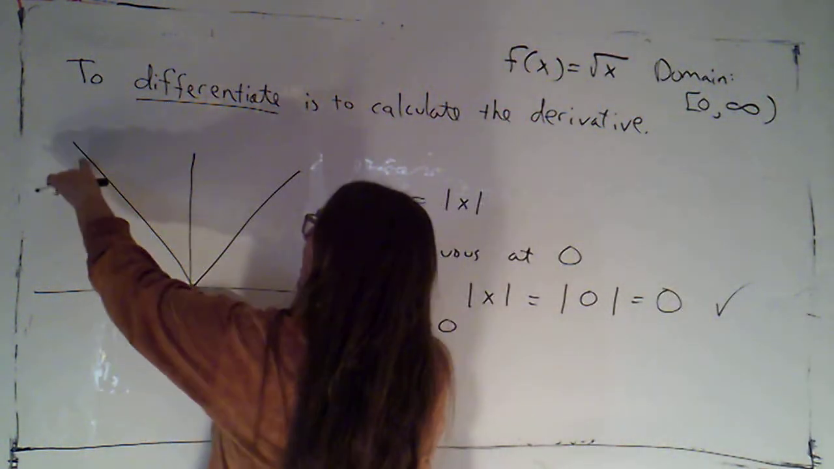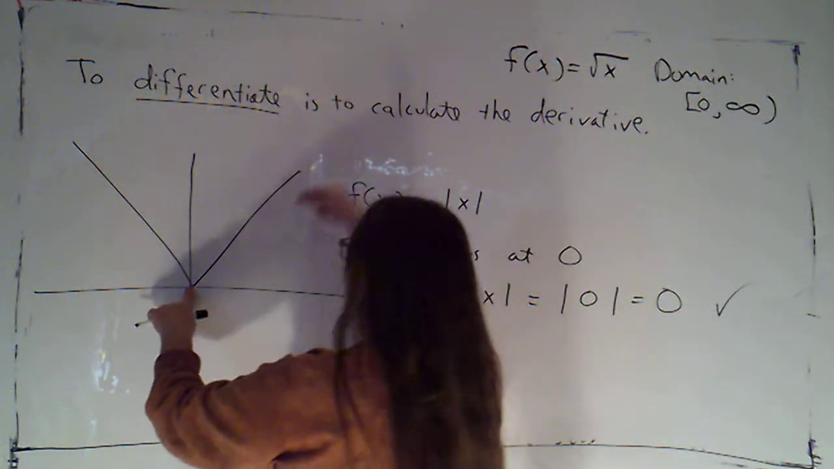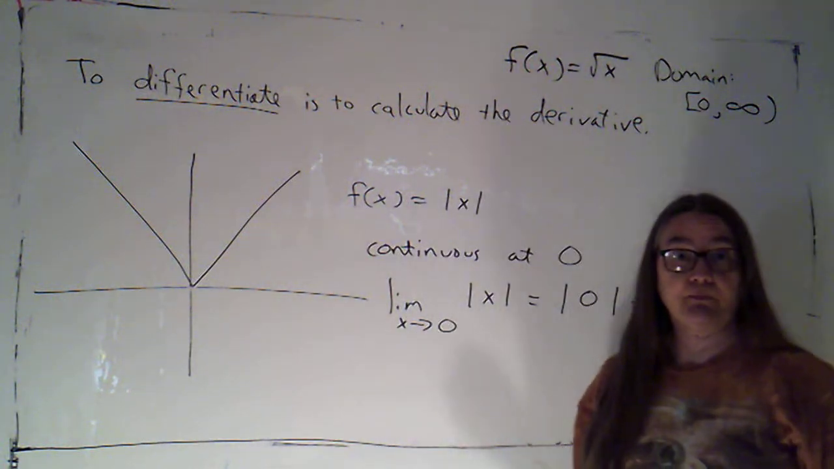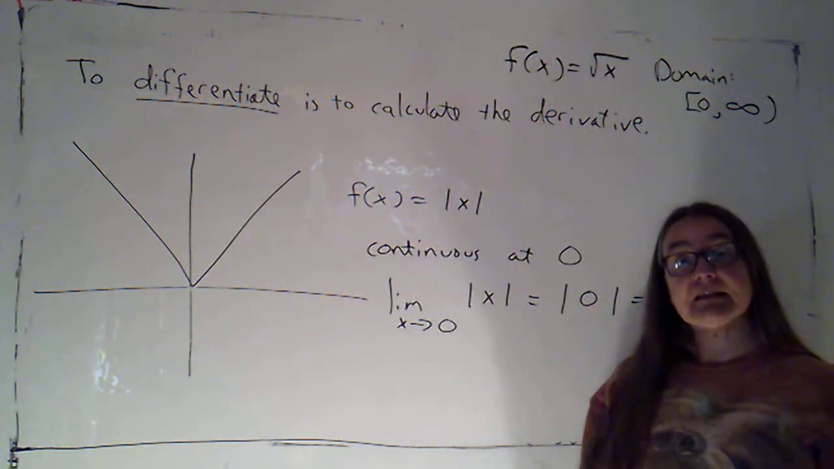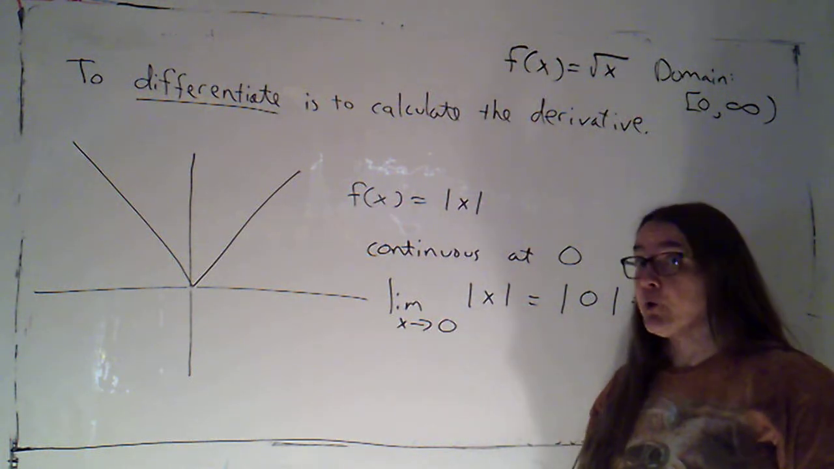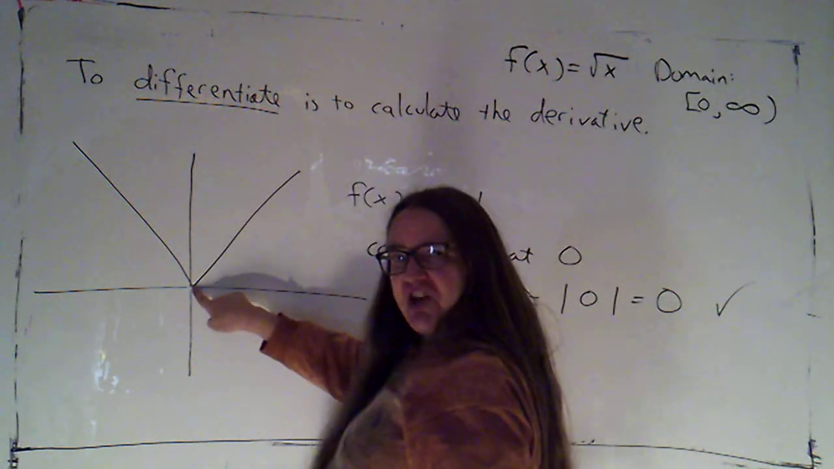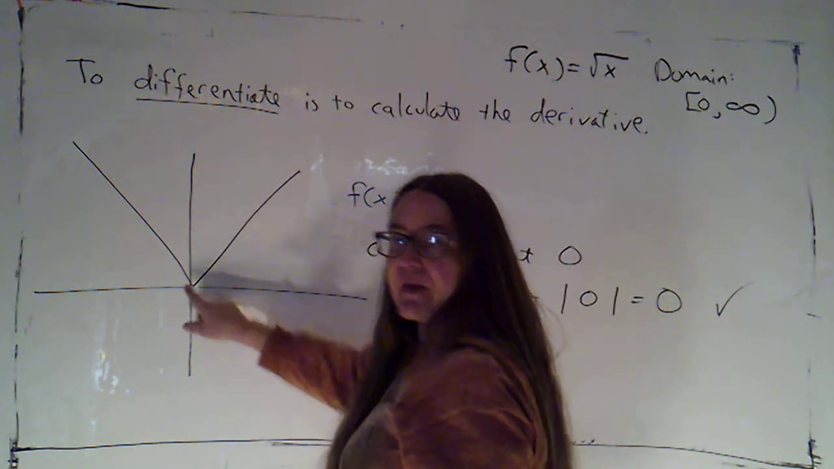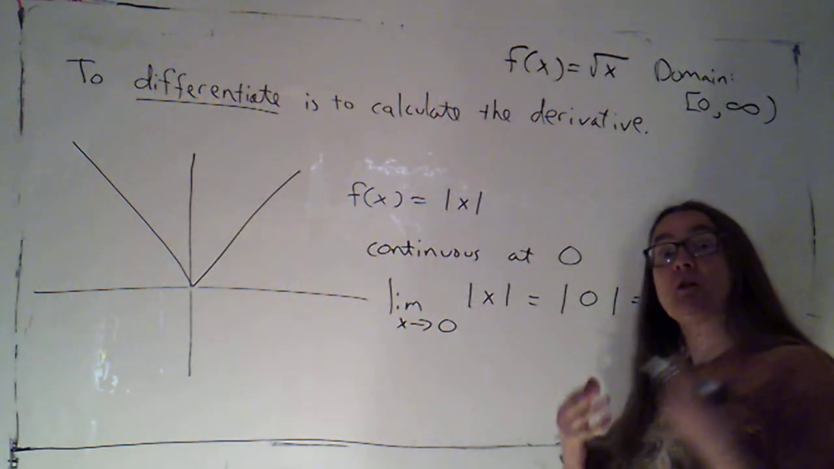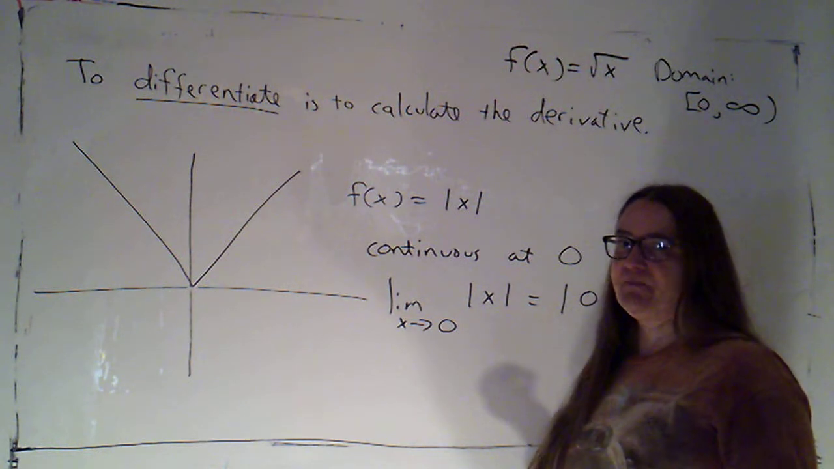If I look coming in from the left, I would expect there to be a point right there. Coming in from the right, I expect there to be a point right there. So the function is continuous there. But it's not going to be differentiable there, because there we've got this sudden change in the behavior. So there's a sudden change in the behavior of the function. That means that the derivative, which describes that behavior, doesn't exist at that point.